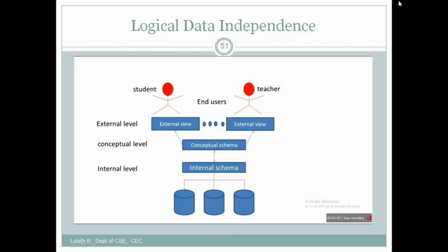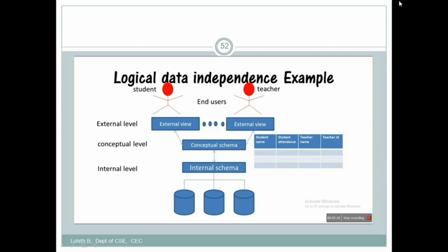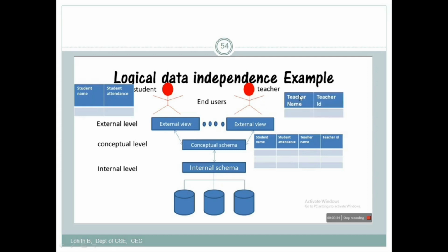Let's say we have two views here, that is a student view and a teacher view. Let's see what is available in the conceptual schema. So in the conceptual schema, we have student name, student attendance, teacher name and teacher ID. Let's see what view is given to the student. The view given to the student is student name and student attendance. And let's see what view is given to the teacher. Yes, the teacher name and teacher ID.